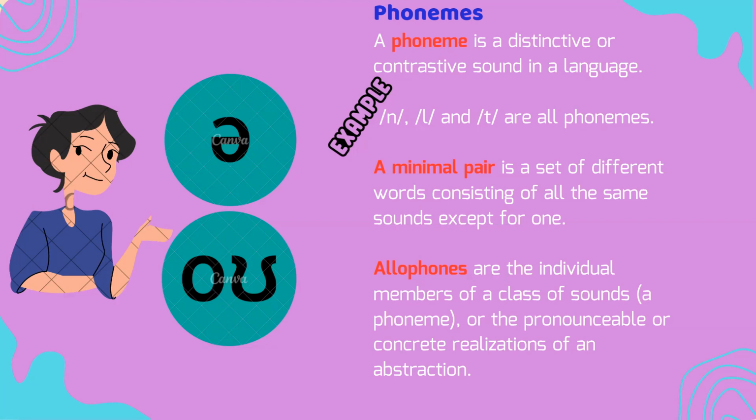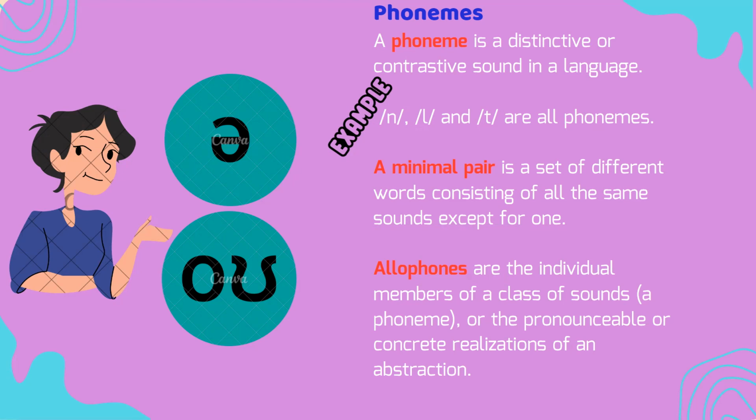Phonemes. What's the meaning of phonemes? The concept of distinctiveness is captured by a notion of phoneme. A phoneme is a distinctive or contrastive sound in a language. What distinctive means in this context is that the sound makes a difference in meaning and has communicative value, and different phonemes make contrast in words. There is an example: M, L, and T are all phonemes.